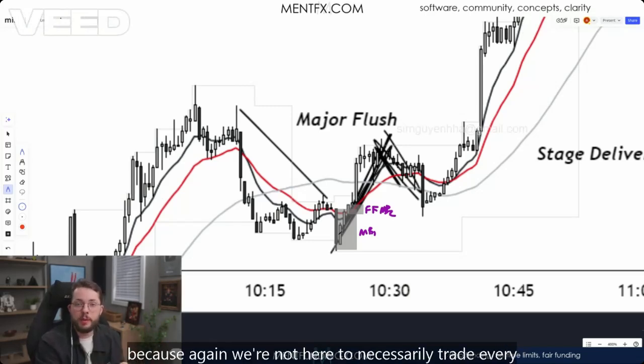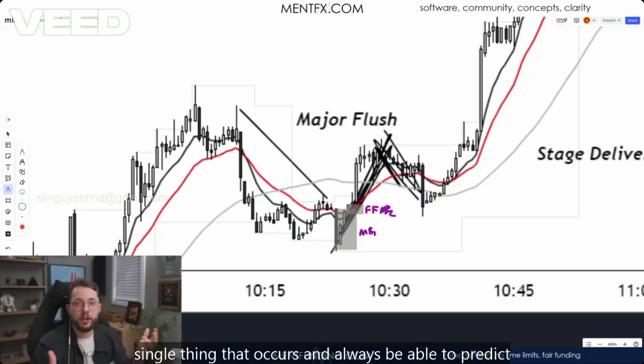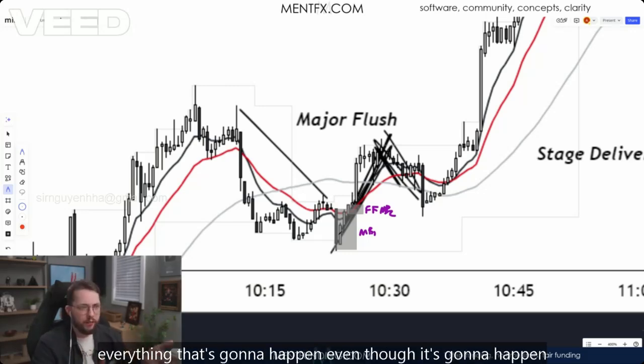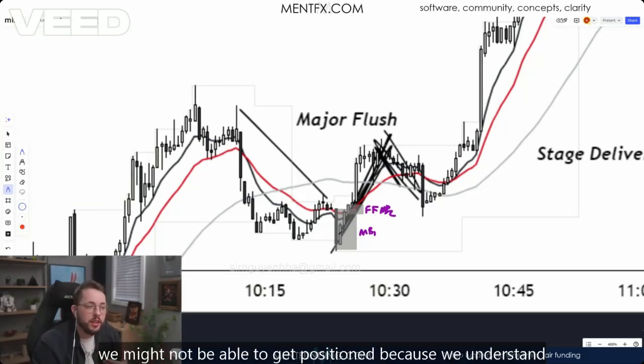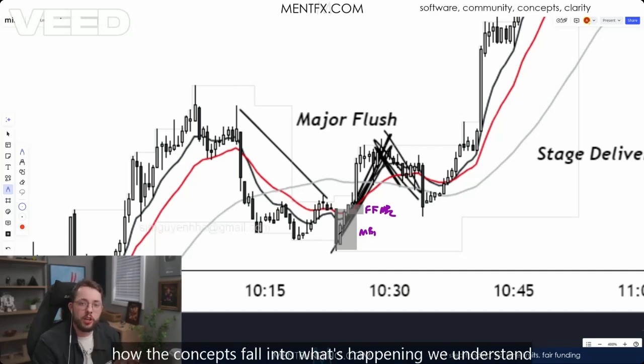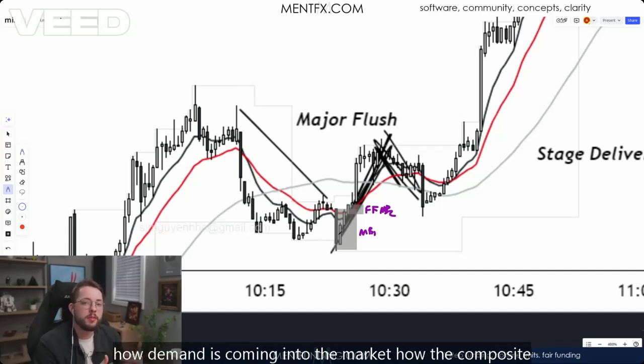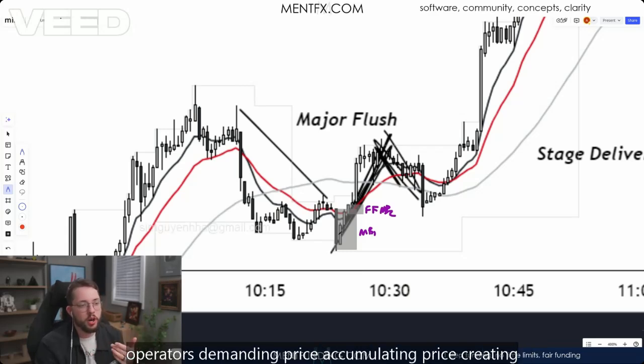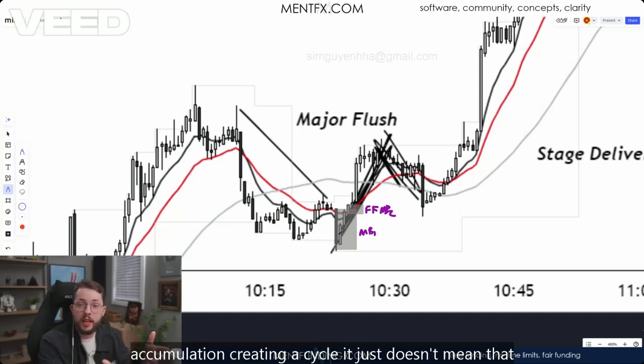And that's very important to remember because, again, we're not here to necessarily trade every single thing that occurs and always be able to predict everything that's going to happen, even though we might know how it's going to happen. We might not be able to get positioned because we understand how the concepts fall into what's happening. We understand how demand is coming into the market, how the composite operator is demanding price, accumulating price, creating accumulation, creating a cycle.